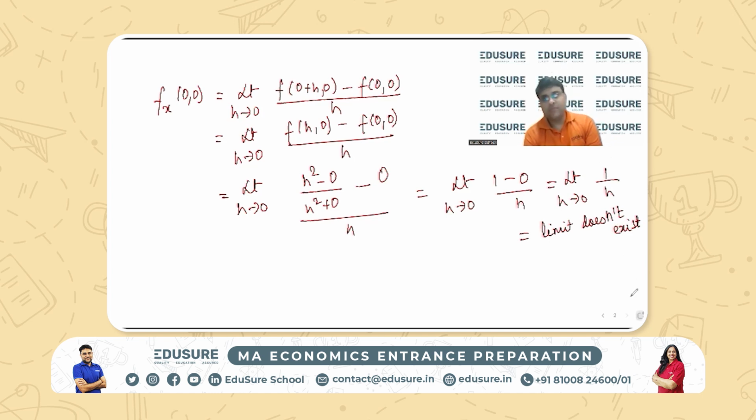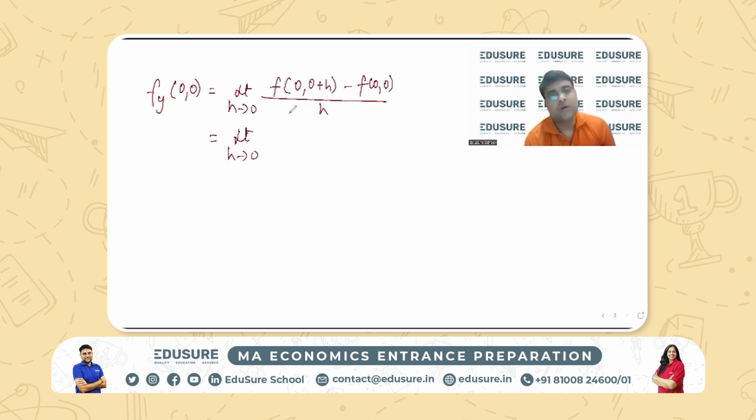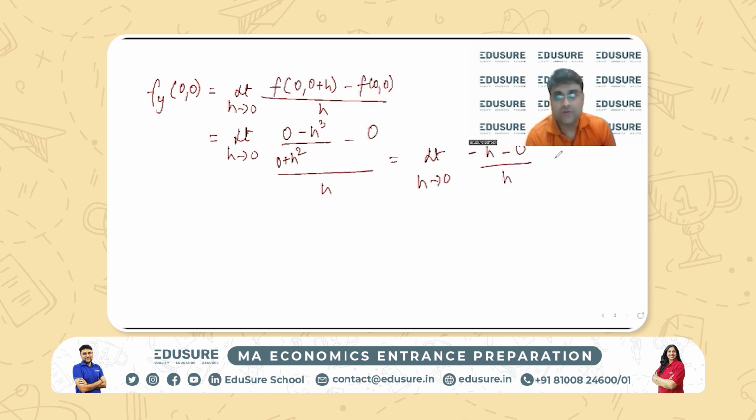ठीक है. अब y का partial derivative निकालेंगे. You do the same thing. Limit h tends to 0. Y is changing. H tends to 0. ये आ जाएगा 0 minus h cube by 0 plus h square minus f(0, 0) by h. Okay. यहां पर ये आ जाएगा minus h minus 0 by h. ये आ जाएगा -1. Okay.